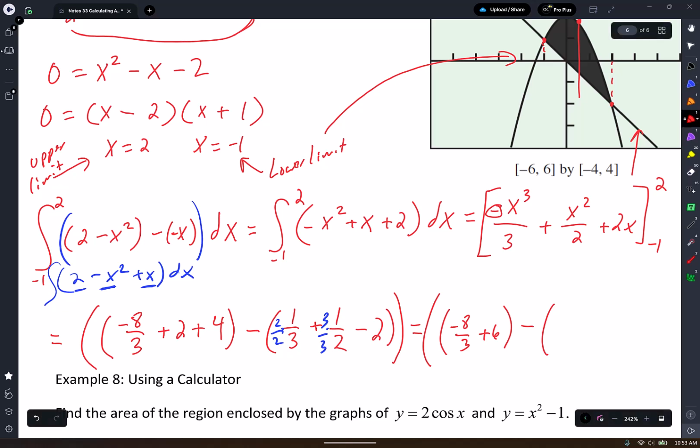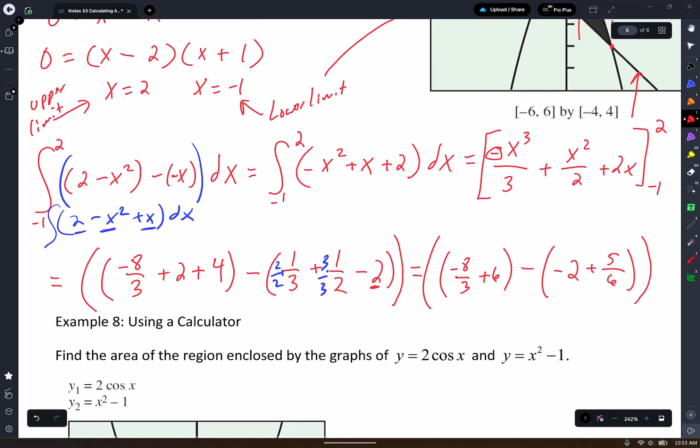Okay. So here's what I see. -2. That's this one right here. And then I see 3 plus 2, which is plus 5 over 6. Now I'm just going to finally add them all up, guys. I'm just going to drop the parentheses and distribute the negative. -8 thirds plus 6. Are we still okay? Plus 2 minus 5, 6.